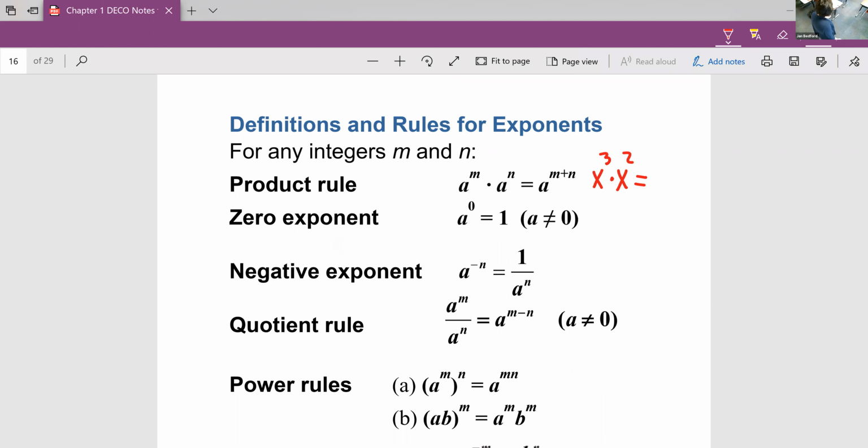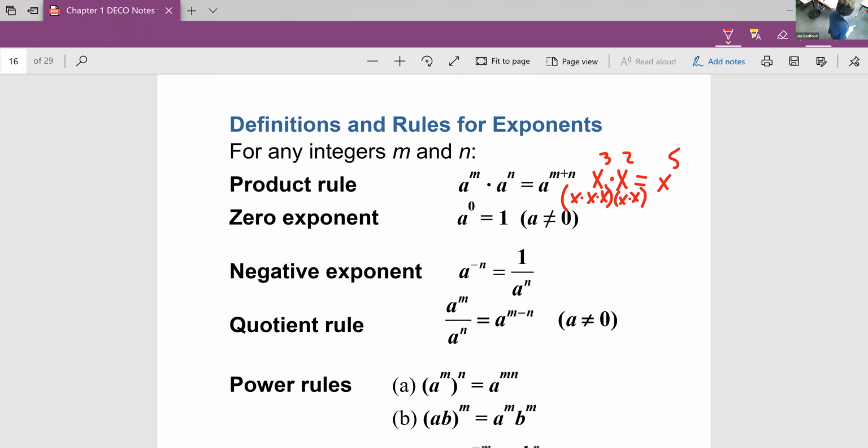He says x to the 5th. Do y'all agree? Yes, and the reason is this. Remember, x to the 3rd means 3 of these guys multiplied together times 2 more of these guys multiplied together. That's 5 x's being multiplied together. So the shortcut is, as long as the bases are the same, when I'm multiplying, I add the exponents. Now, anything raised to the 0 power, I have to remember equals what?